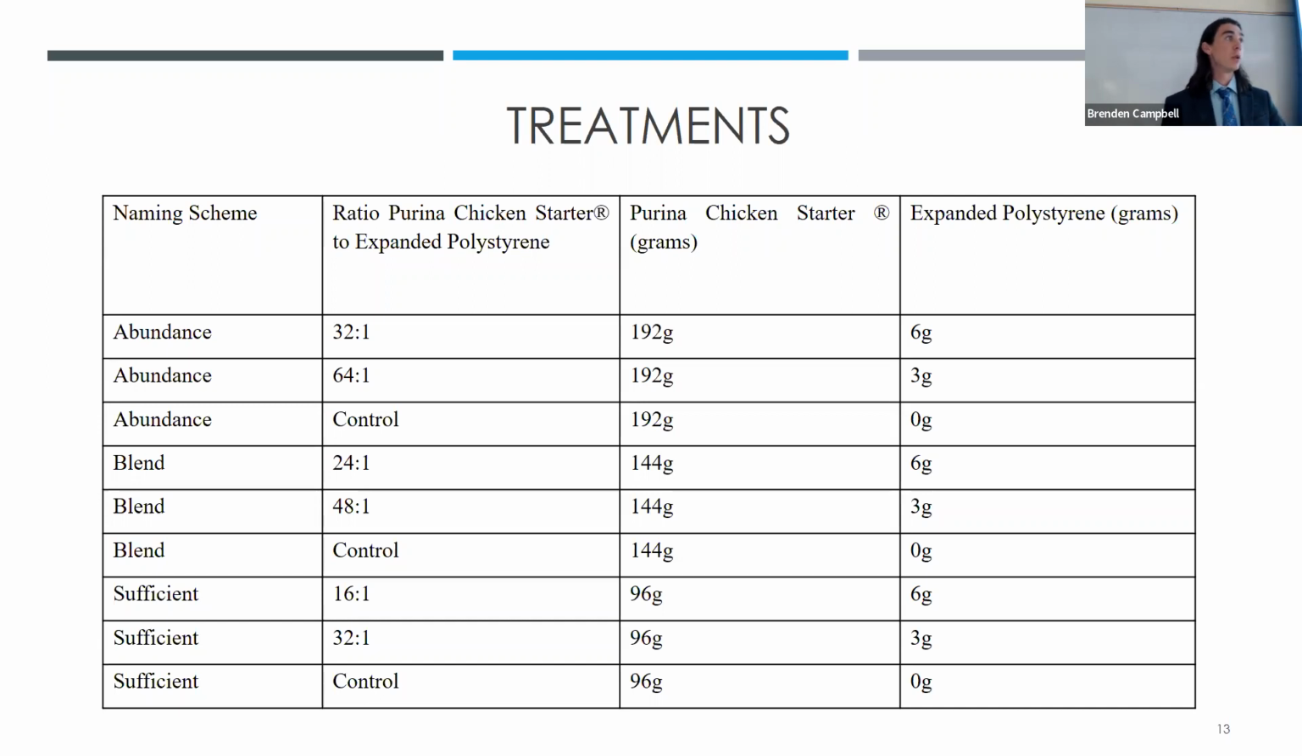The abundance treatment was chosen and determined as a large enough quantity for the mealworms to never run out of food. The sufficient treatment was determined as the precise amount of food the larval form would need to survive and pupate. And the blend was determined as a middle ground between the two treatments.